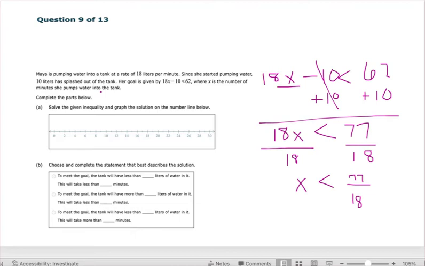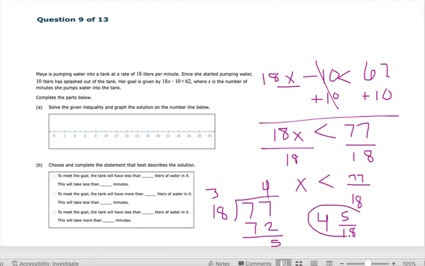Okay, well, 77 over 18 is kind of hard to figure out. Let's go ahead and divide it out. Since this is a number of minutes, 18 goes into 77. Let's see, 36, 70. Let's put 4 times. 4 times 8 is 32. 4 times 1 is 4 plus 3 is 7. We have 5 left over. Okay, so 4 and 5 eighteenths is the number of minutes that she pumps the water into the tank.